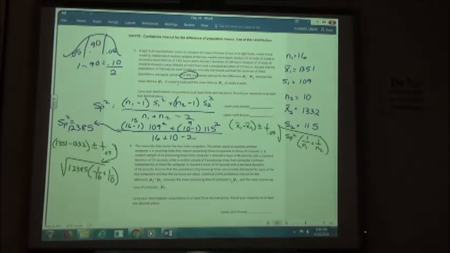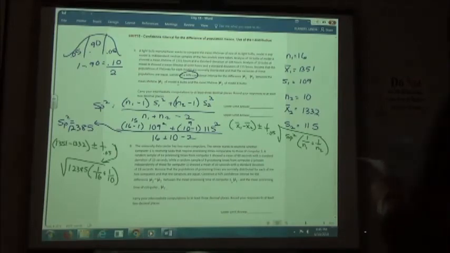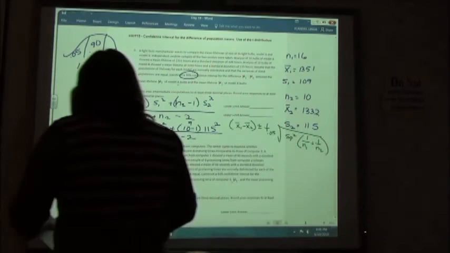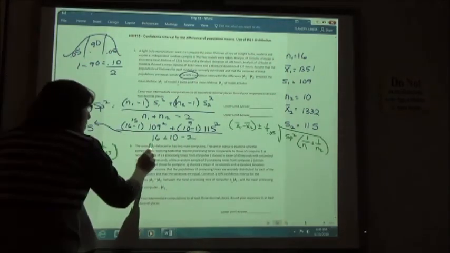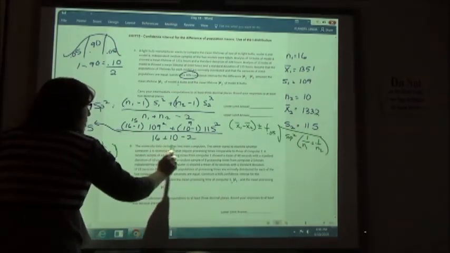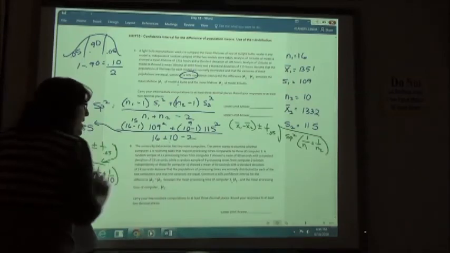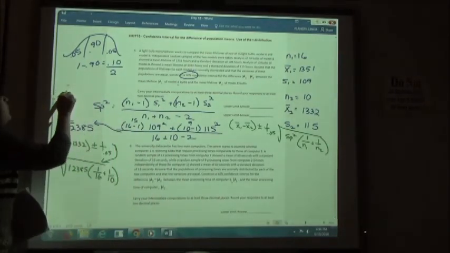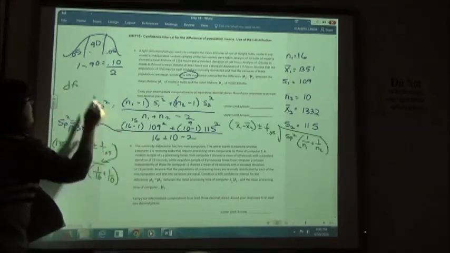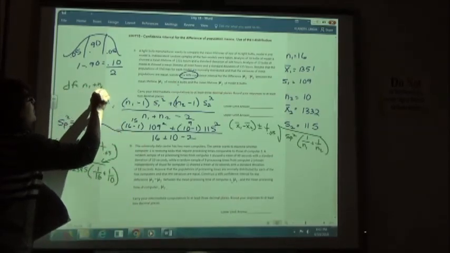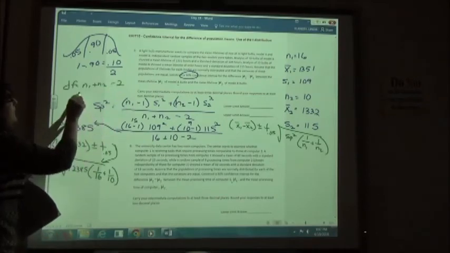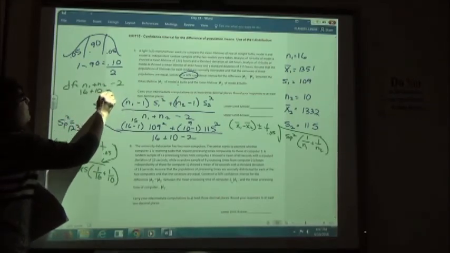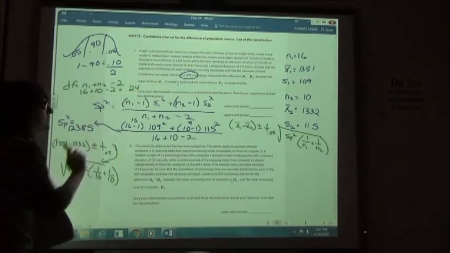Oh, yes, the t has to have the degrees of freedom. My degrees of freedom are going to be whatever you're getting for this bottom number here, which in this case is 26 minus 2, which is going to be 24. So your degrees of freedom is n1 plus n2 minus 2. 16 plus 10 minus 2 is 24.